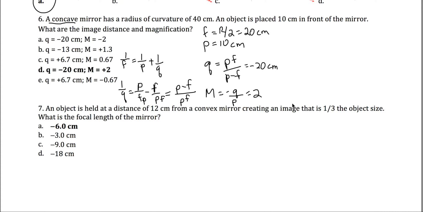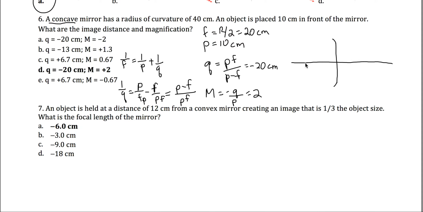So we didn't have to do a ray diagram for this one, but if you wanted to practice doing a ray diagram, let's see what it would look like. So we're going to draw our mirror. It's concave, so I'll go like this. I'm going to draw the optical axis. Now this diagram is not going to be perfect since I don't have a grid here.